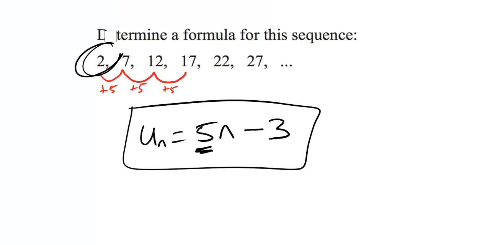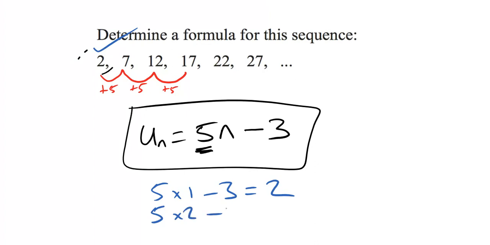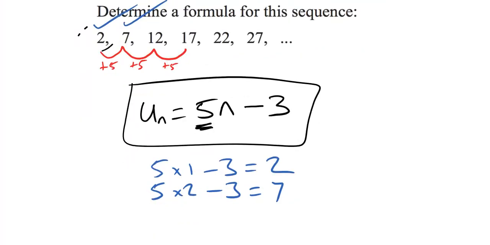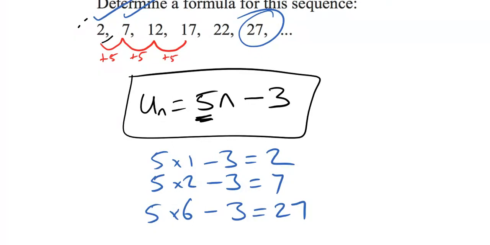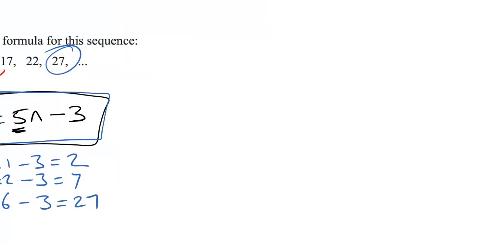And of course, we can check that we're right very easily. Imagine putting a 1 into this. 5 times 1 minus 3 is 2. Yep, that worked. What about putting a 2 into it to find the second term? 5 times 2 minus 3 is 7. Yep, this works. Let's try one other one. What about putting a 6 into it? Hopefully we should get 27, because the 6th term is 27. 5 times 6 is 30, minus 3, it works again, 27. This formula is definitely right, so do make sure you check if you're ever unsure.